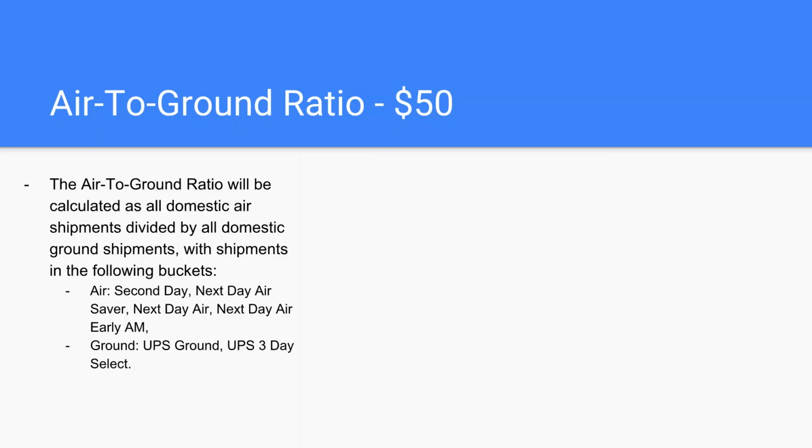The way that it's going to be calculated is, I'm so sorry, I boxed that up. It's on my slides. It's going to be all of our domestic air transactions divided by all domestic shipments. I apologize for the typo on the slide deck. It is going to be all domestic air shipments divided by all domestic shipments, which includes air and ground shipments.